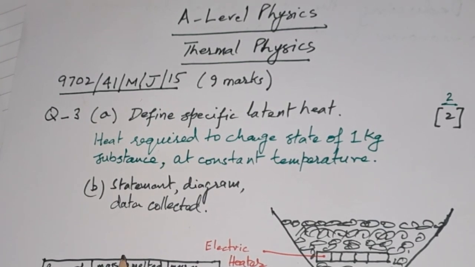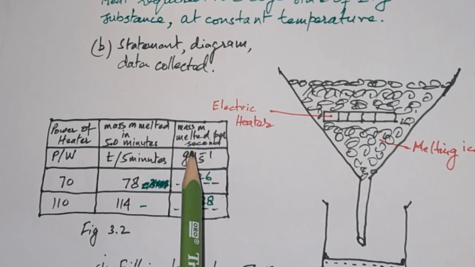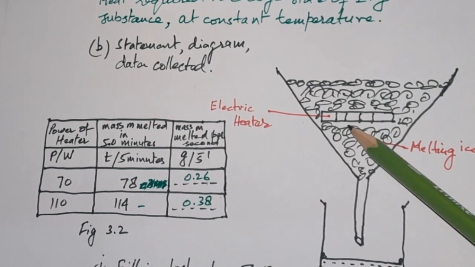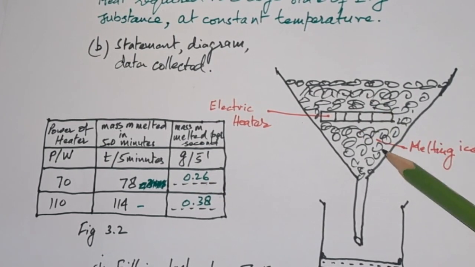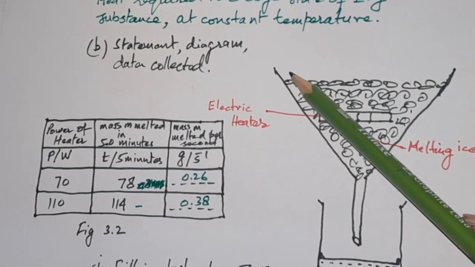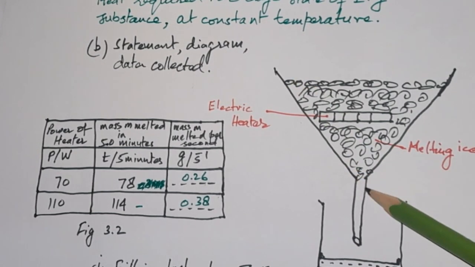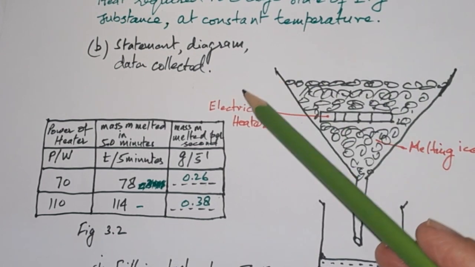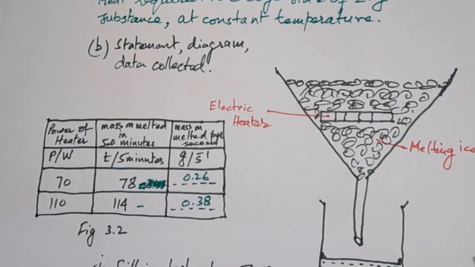In part B, an electric heater is immersed in some melting ice. This is the electric heater and this is melting ice. That is contained in a funnel. This is the funnel, this one, as shown in figure. I have drawn the figure for you on this paper to make it easy.